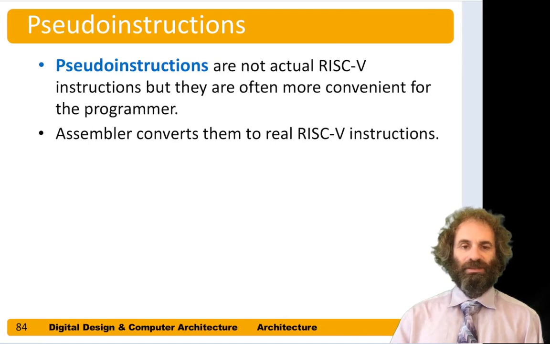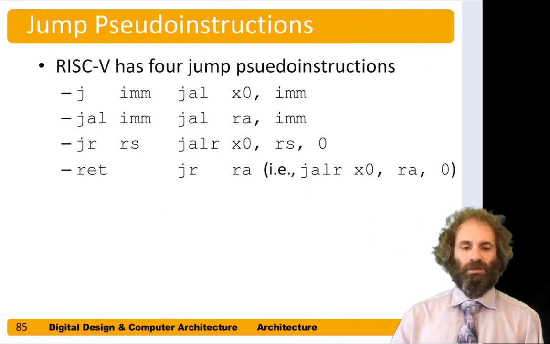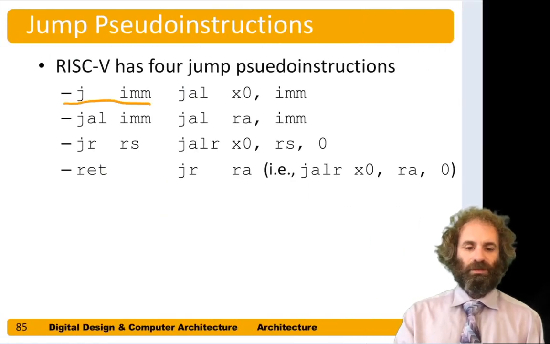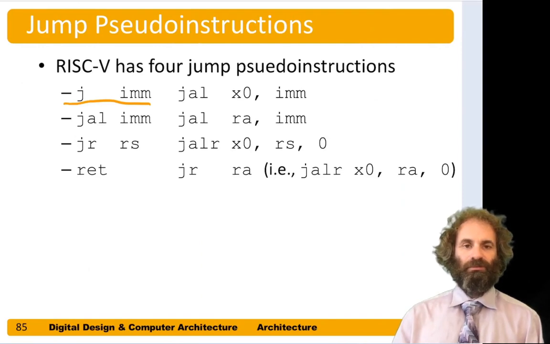So RISC-V defines things called pseudo-instructions. They're not real RISC-V instructions, but they can be more convenient for the programmer, and the assembler is going to convert them to real RISC-V instructions. So, for example, we've seen jump to some label, and that translates into a jump and link x0, comma, the label. Remember, x0 is register 0, it's hardwired to 0, so anything you write to it is just ignored. So jump and link, where we're putting the return address in register 0, we're just throwing away the return address, and that can be a simple jump.